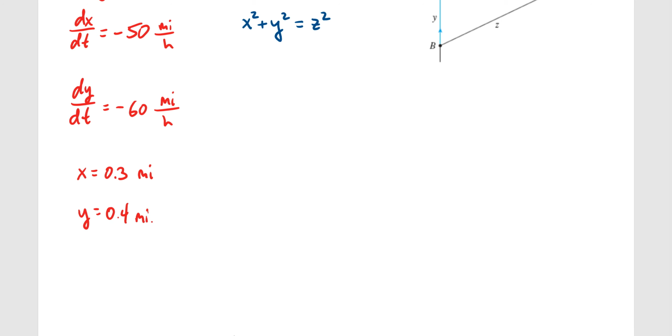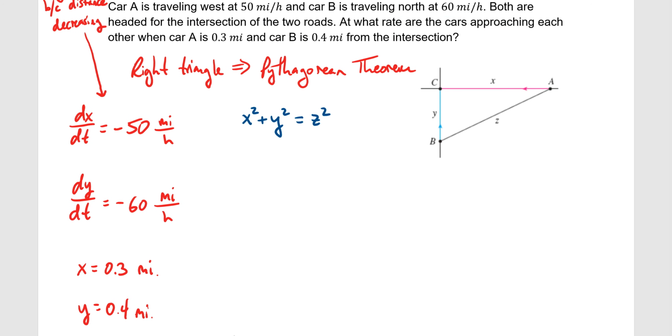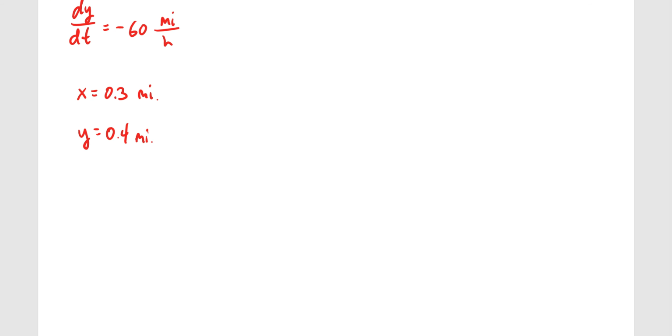And let's take a look at what we are looking for. We are looking for at what rate the cars are approaching each other. That's another maybe tricky thing. The cars are approaching each other along this line right here. Here's B, and say here's A. Then this line is getting smaller. The distance between them is getting smaller, so that's what we're looking for. We are looking for dz/dt, the rate at which z is changing.